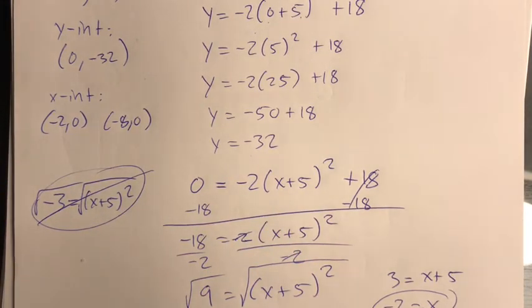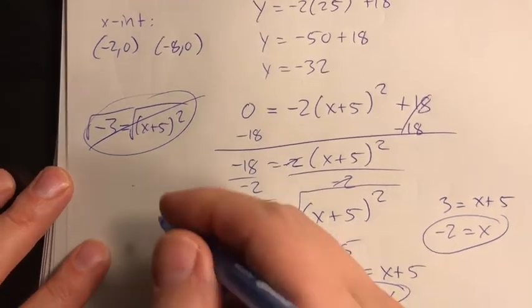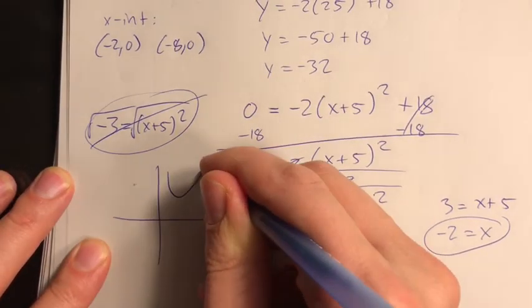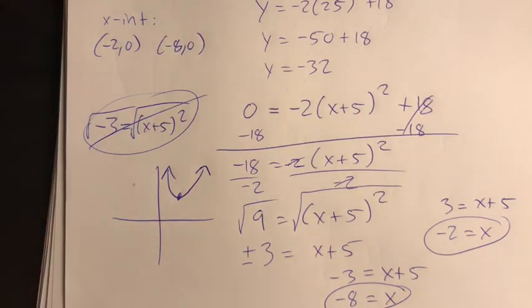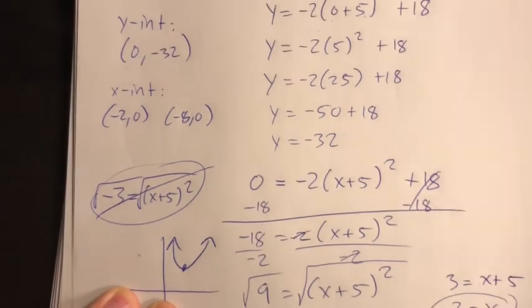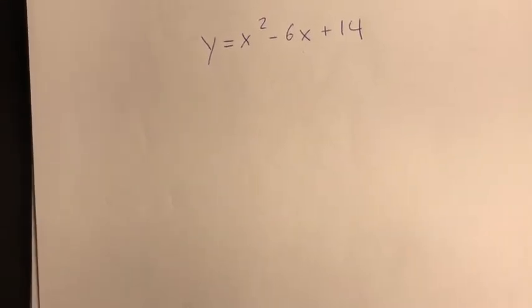Sometimes that'll happen, especially when it's written in vertex form. So anytime, again, you get a negative square root, skip the x-intercepts because that just doesn't have x-intercepts. The graph of that might look something like this, where the vertex is above the x-axis and the arms are up. So of course there would be no x-intercepts. So anyway, one last example for you.